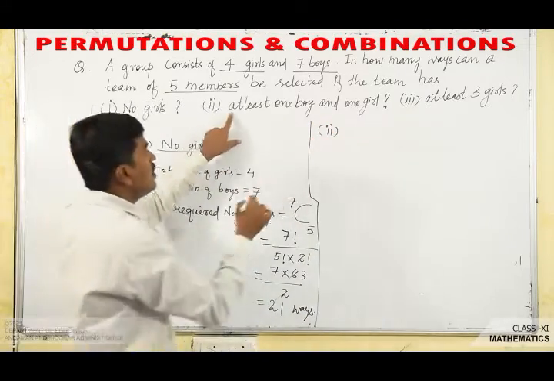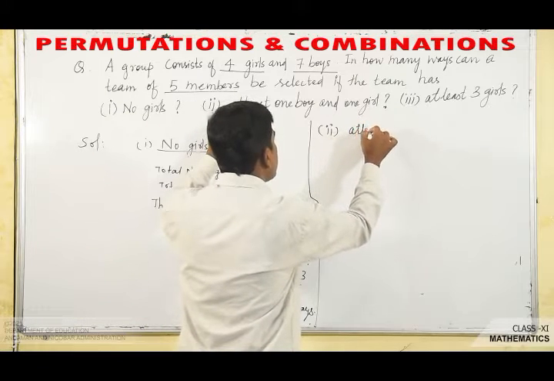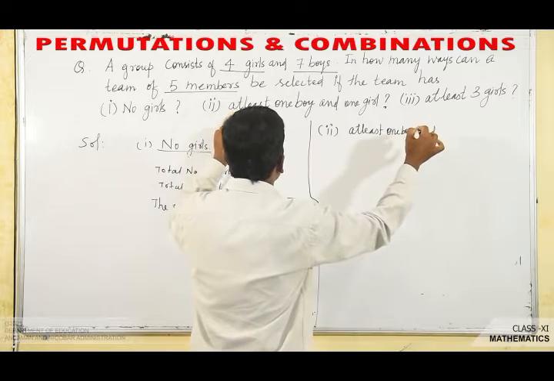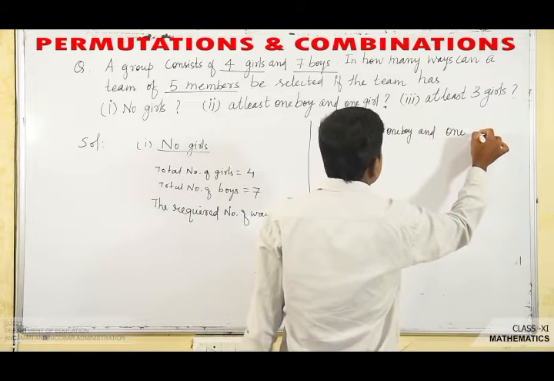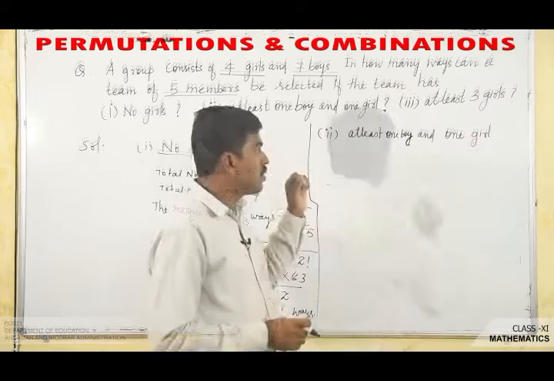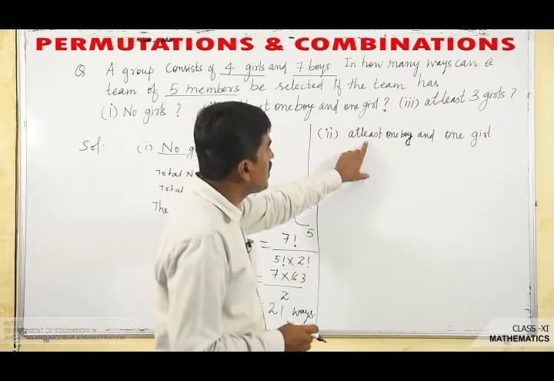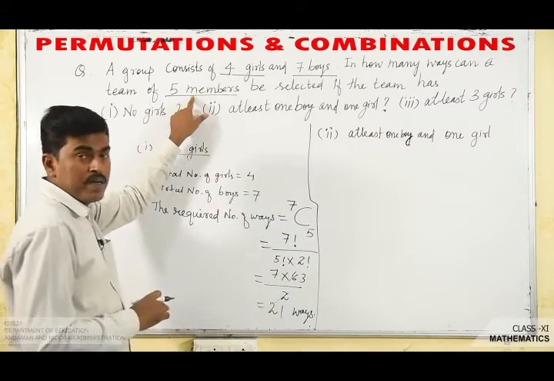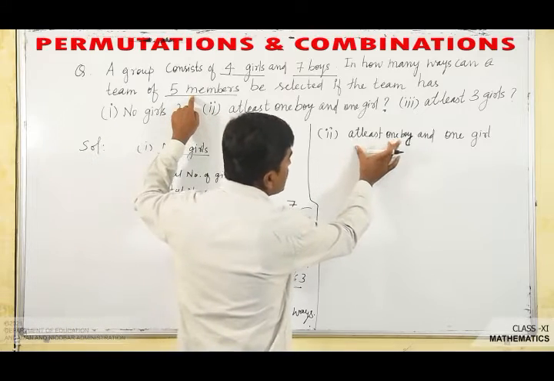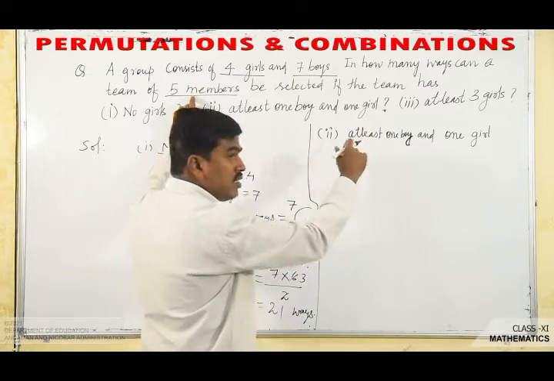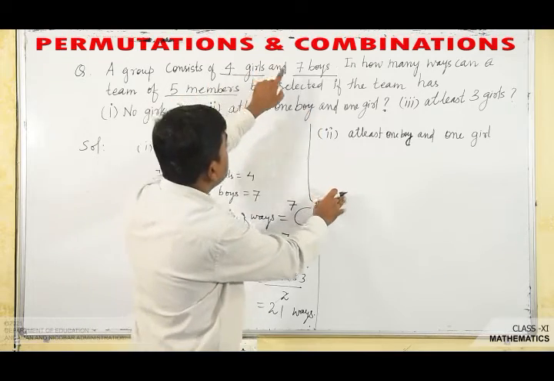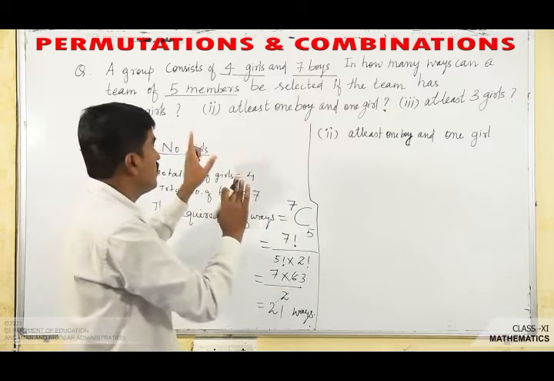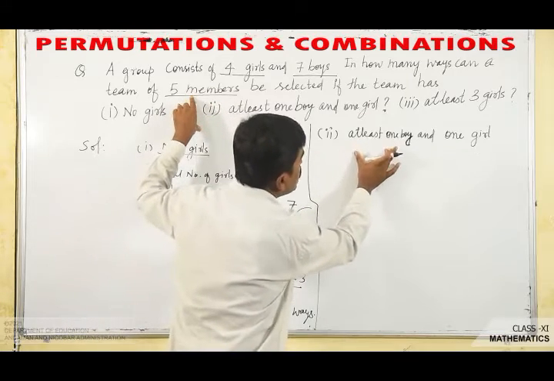Second one is, what is given? At least 1 boy and 1 girl. So let us see in how many ways at least 1 boy and 1 girl will be there in the 5 members. At least 1 boy means it may be more than 1 boy but less than the total number of boys, that is 7, but we have to select 5 members. Members should not be more than 5. So it can be done in this way.